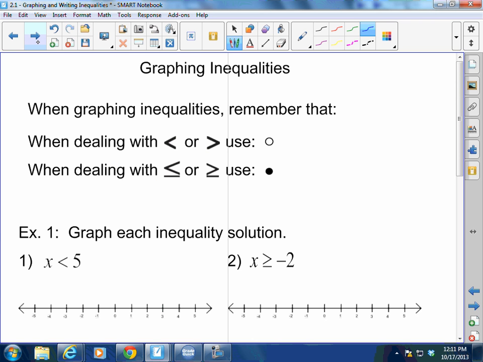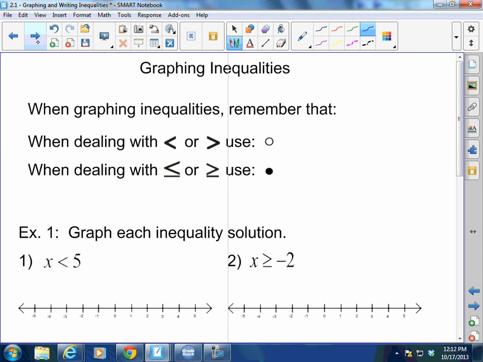Now, graphing inequalities. When graphing inequalities, remember, please make sure that your PDF notes are correct. I had to switch these. I made a mistake when I posted your PDFs. Please make the change. All right, bless you.